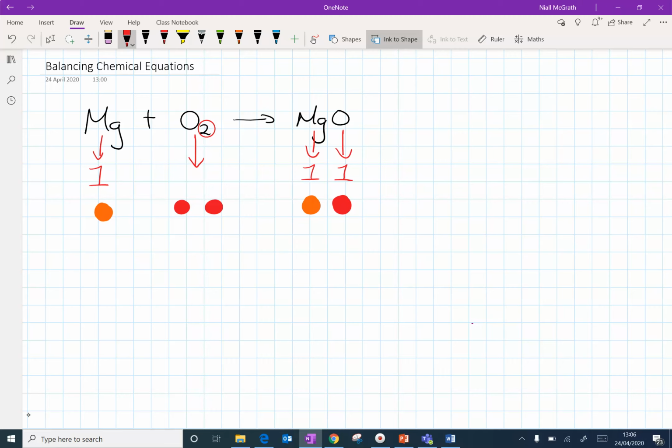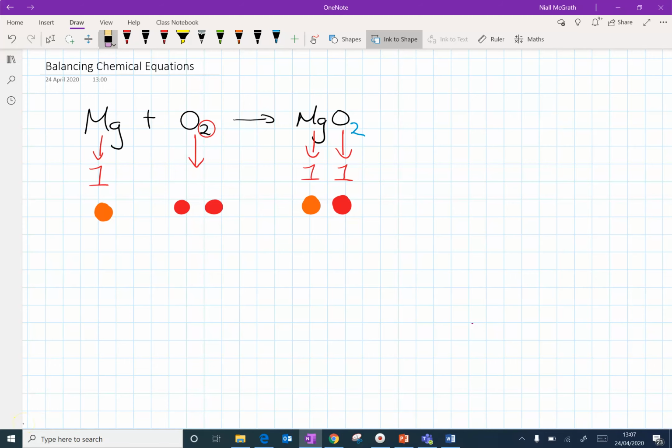Now, if we're just looking at our oxygens, we obviously need a second oxygen on the right hand side of your equation. The simplest way to do that will be to put a number in front of our magnesium oxide. You can't just put a 2 here, because that's changing the compound that you're making. That's why you can't put a subscript. When you're balancing chemical equations, you can only change the coefficient that comes before.